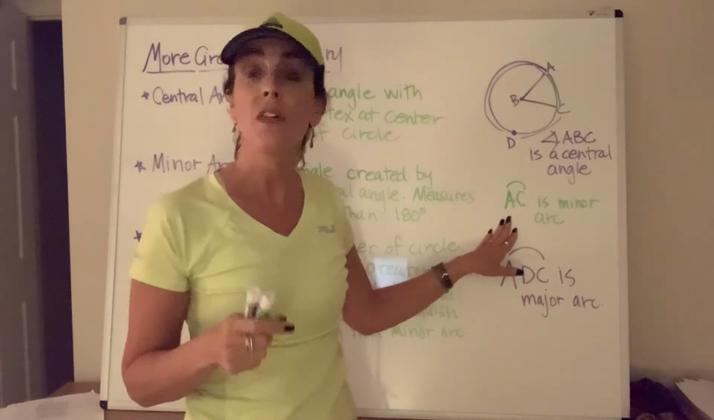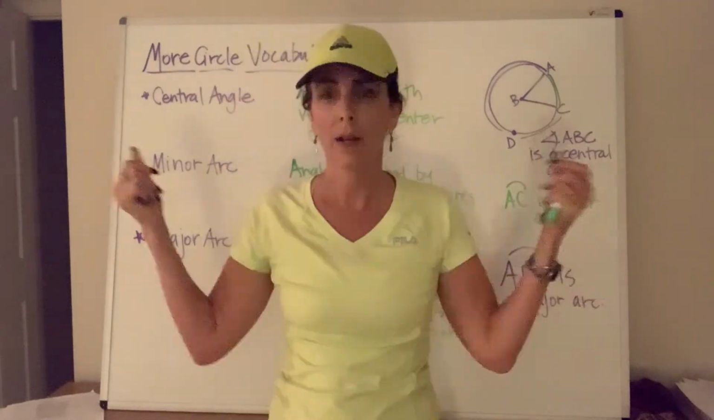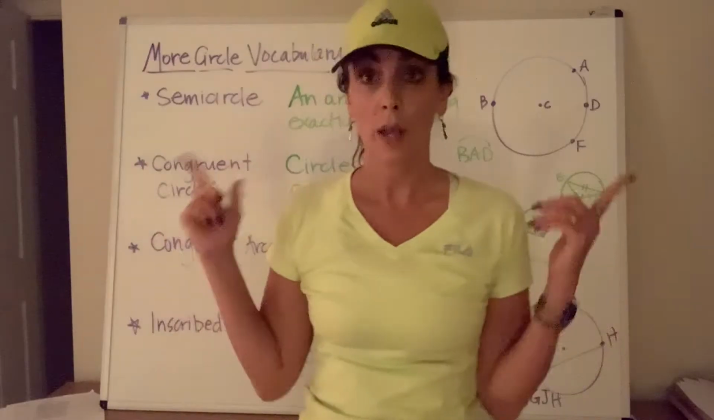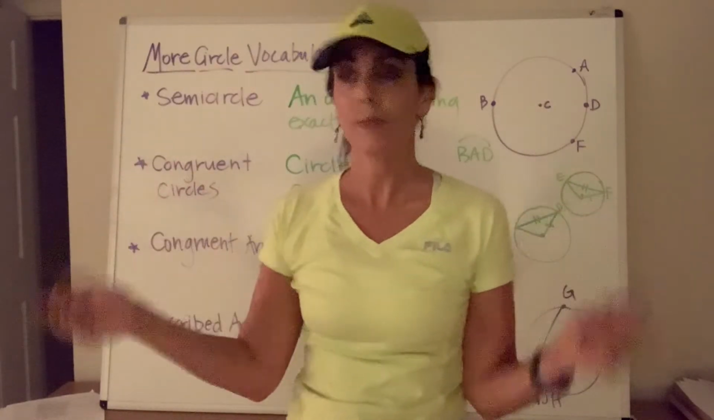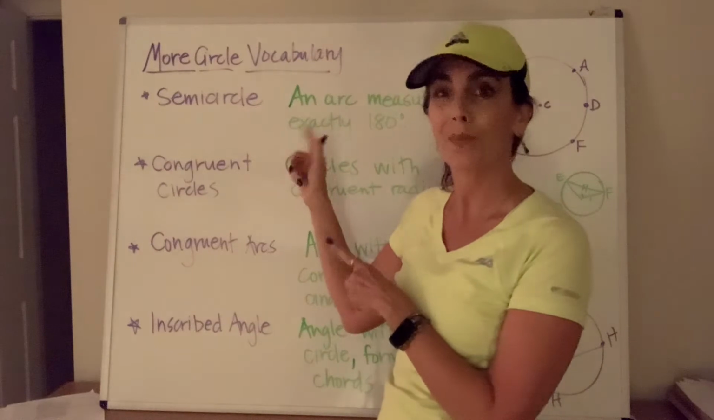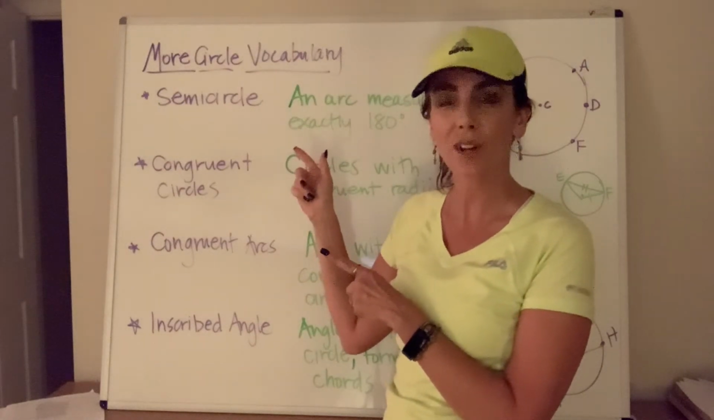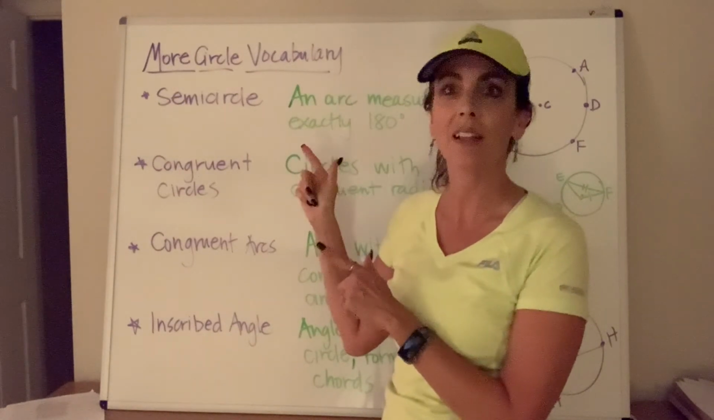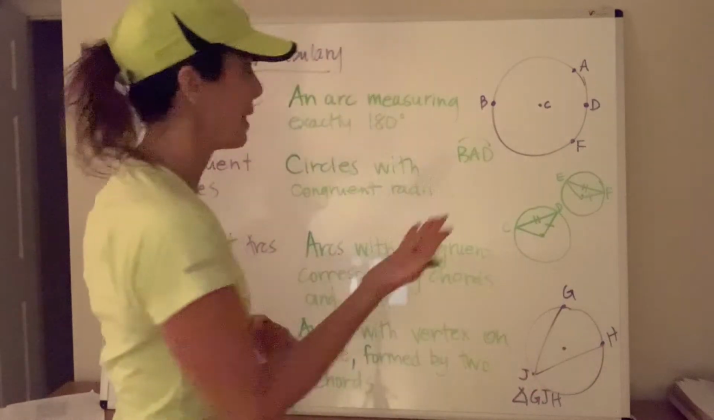Okay, so the next things, let's see. I think they're going to appear now. Okay, you ready? Here's the rest. We'll start with the semicircle. And it's just what you think it is. It's an arc that's exactly half the circle. So that arc measures exactly 180 degrees.